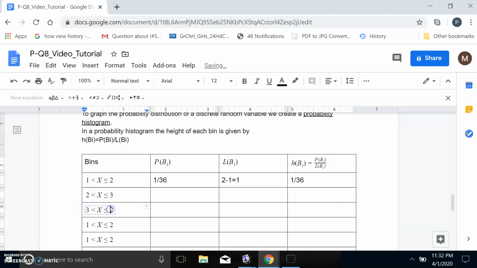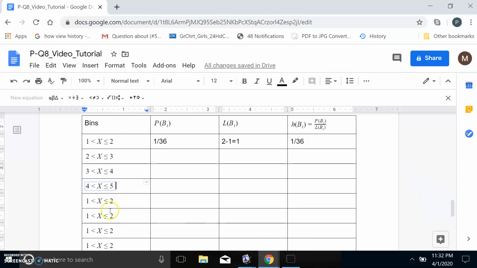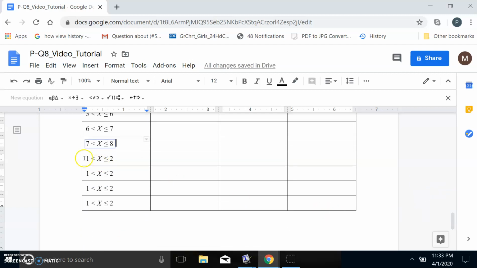3 to 4, 4 to 5, 5 to 6, 6 to 7, 7 to 8, 8 to 9, 9 to 10, 10 to 11, and lastly 11 to 12.